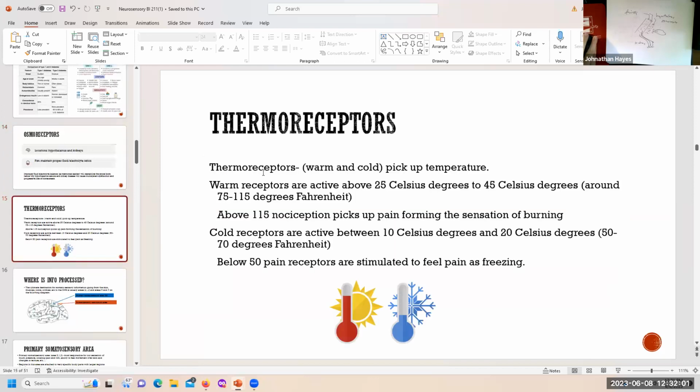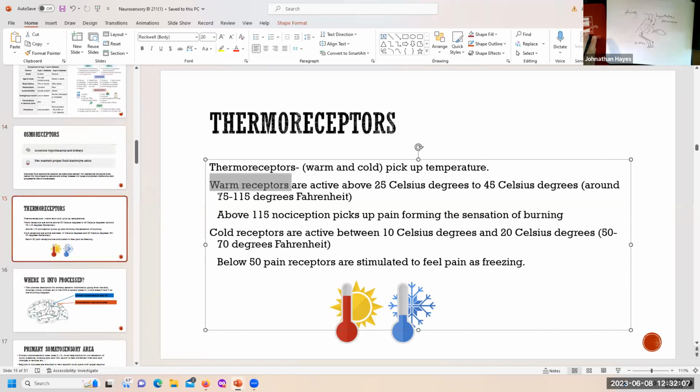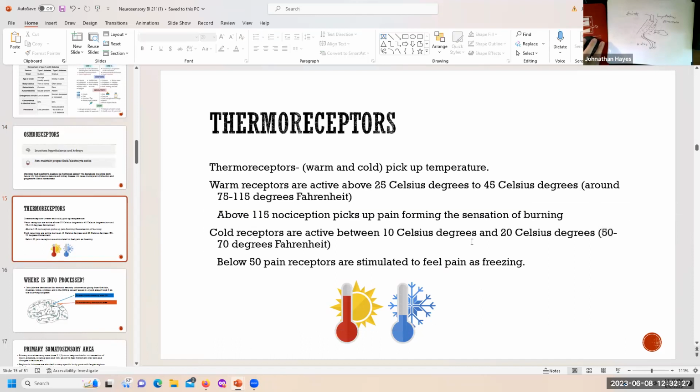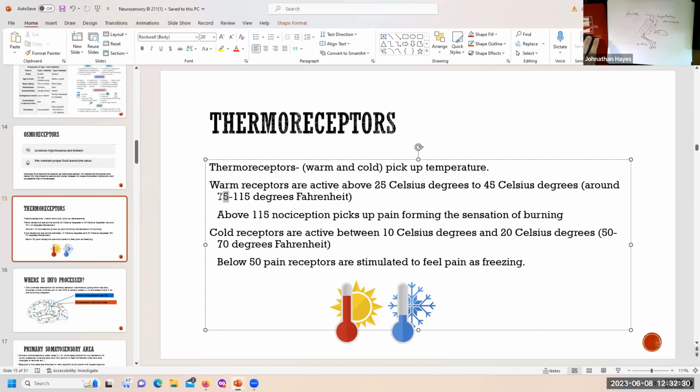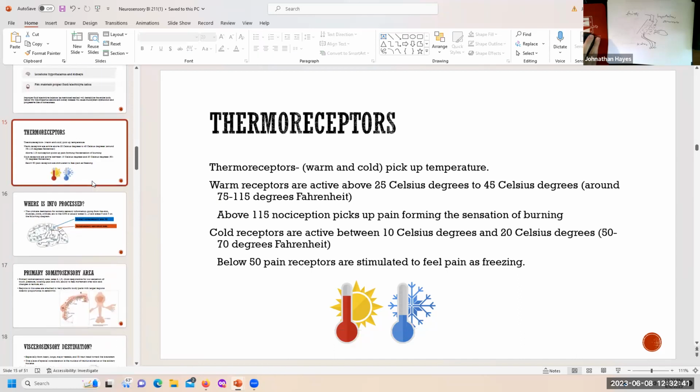And then when you get into thermoreceptors, again, that's just warm and cool. Warm receptors are active between 25 and 45 Celsius, which is 75 to 115 degrees Fahrenheit. Cold receptors are active between 10 and 20 Celsius, which is 50 to 70 degrees Fahrenheit. Once you get above 115 and below 70, usually nociceptors kick in, and it's usually painful. But between 70 and 75, you're really not feeling anything. Your thermoreceptors are just kind of dormant. It's like, okay, everything's fine. Everything's cool.